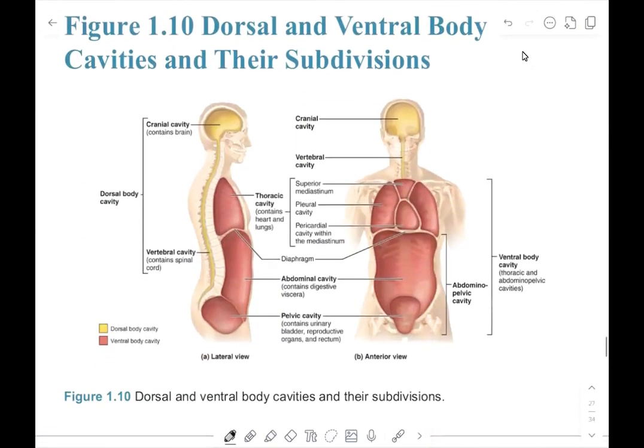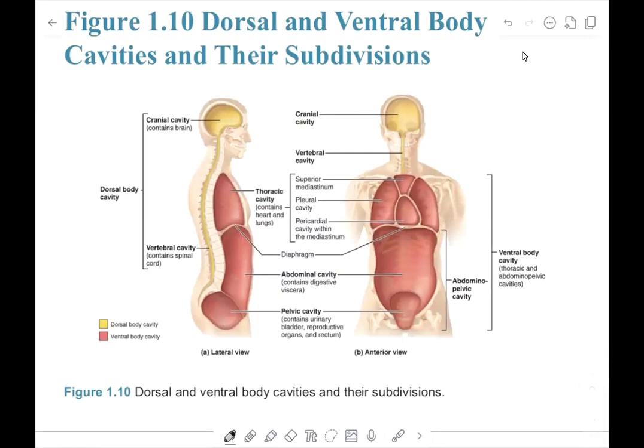So this diagram shows those various cavities. So we're going to start with the largest cavities first. We have the dorsal cavity, which is the most posterior cavity. Then we have the ventral cavity, which is more anterior, and it has subcavities within it. So the dorsal cavity is subdivided into the cranial cavity and the vertebral cavity.